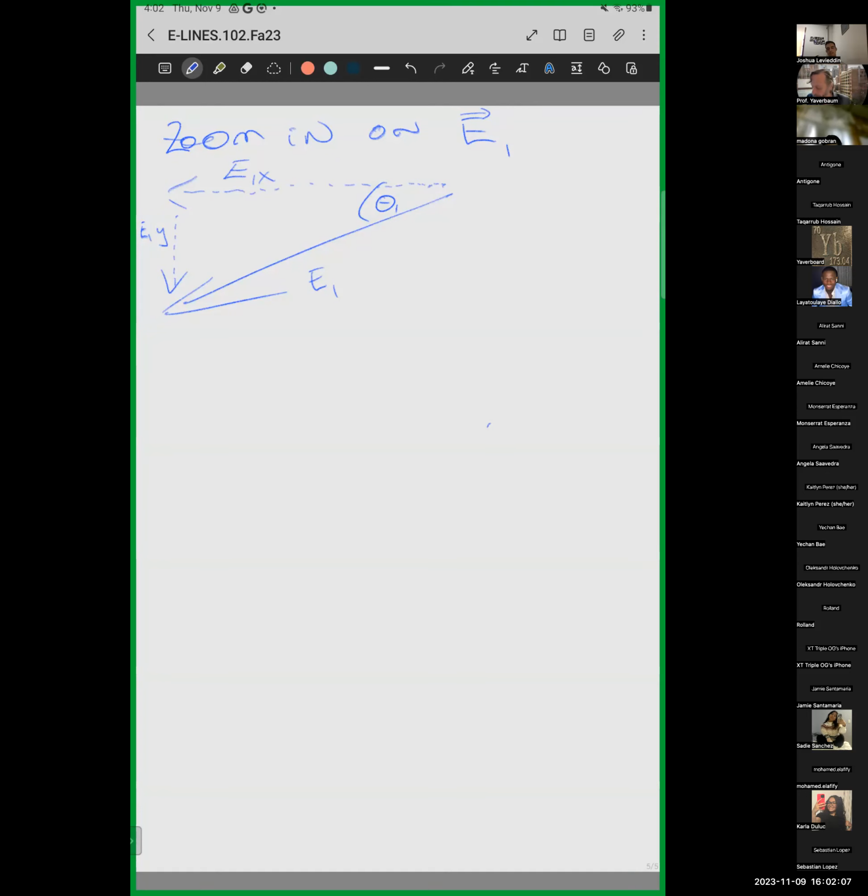Now, what's the point? The point is that, if I've drawn it correctly, E1x is equal to E1 cosine of theta 1, because of SOHCAHTOA: cosine of theta is adjacent over hypotenuse, therefore adjacent is cosine times hypotenuse. And similarly, E1y is E1 times sine of theta 1. Now I'm going to compute these components with the numbers that the problem had given.